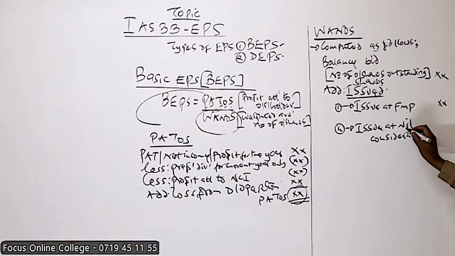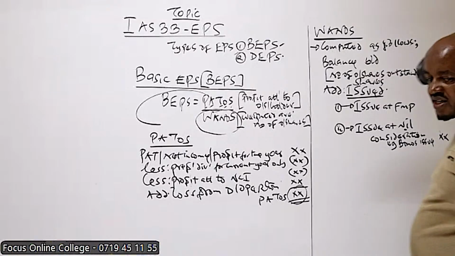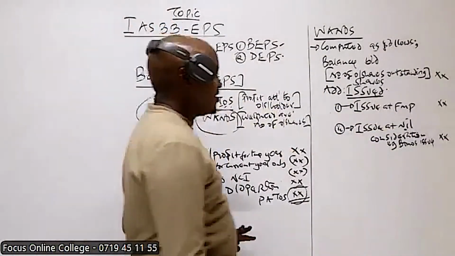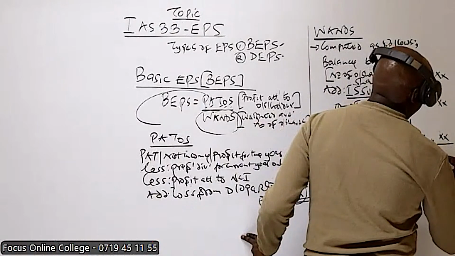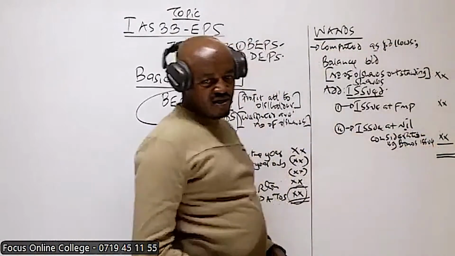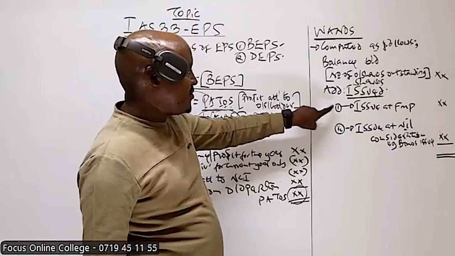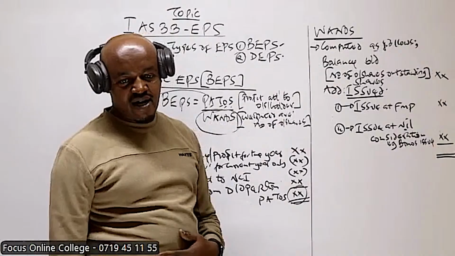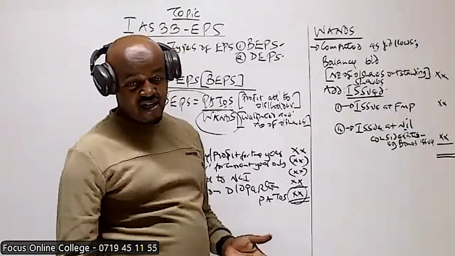Now, issue at nil consideration, nil we know is zero. So these are those shares which are issued free of charge. And a good example of this is a bonus issue. Basically, these are those particular shares which are issued free of charge. Now, is there any difference in how we treat the shares issued at full market price and the shares issued at nil consideration? Yes, there is a difference.